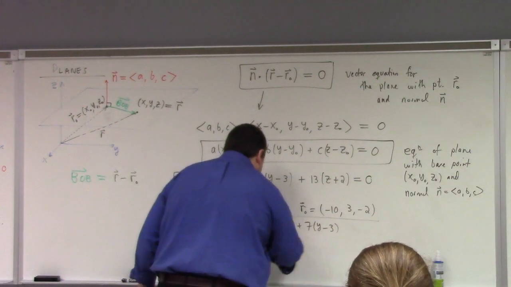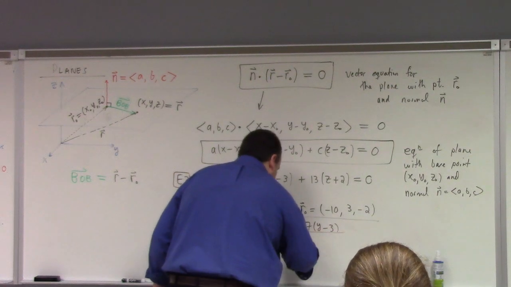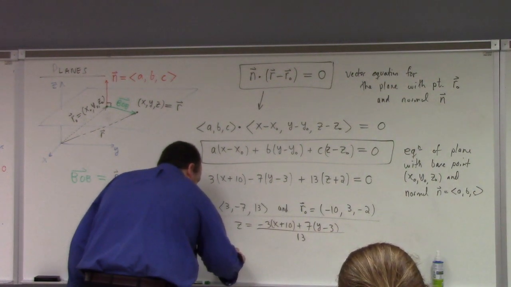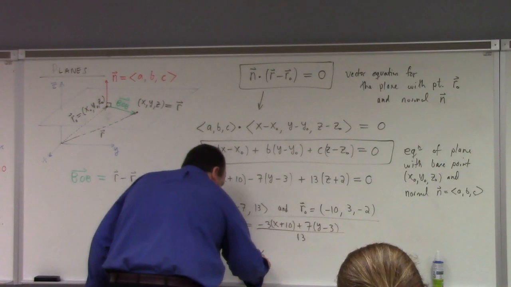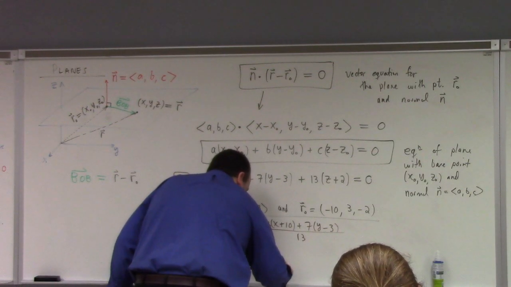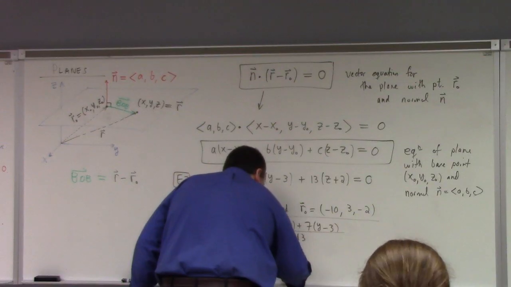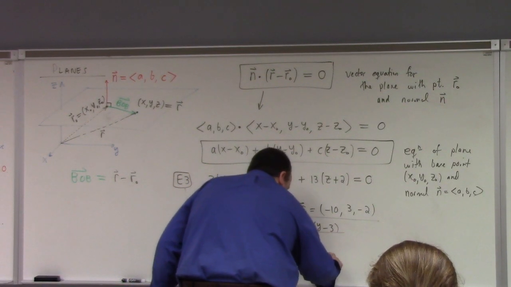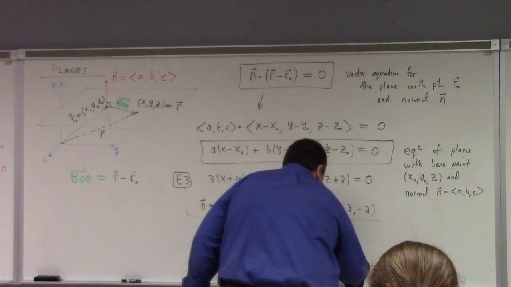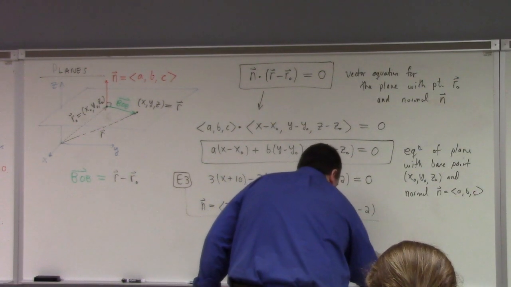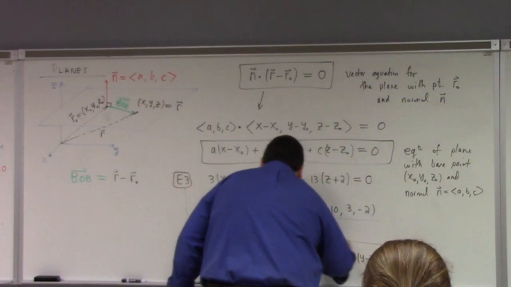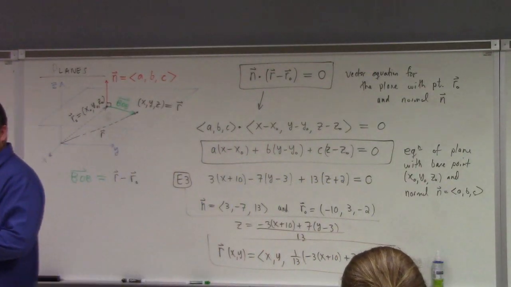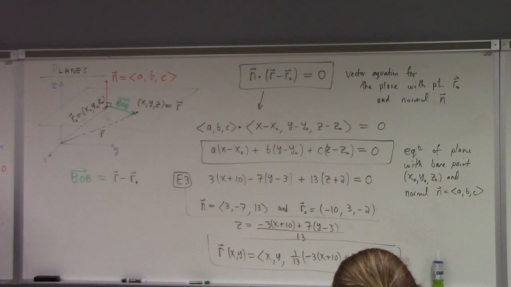All divided by what? 13, right? So check this out. R of x, y equals x, y, 1/13 of minus 3 times x plus 10 plus 7 times y minus 3. Lo and behold, this is a parameterization of the plane in example 3, where I'm using x and y as parameters.